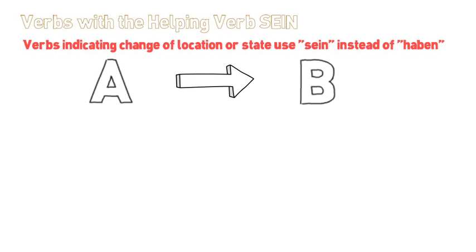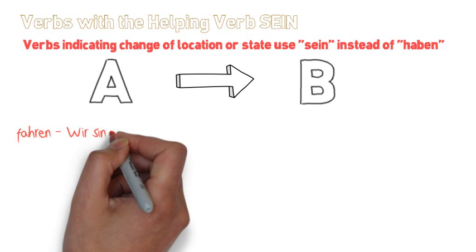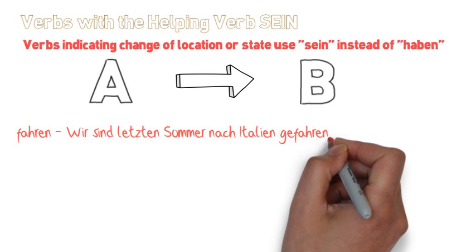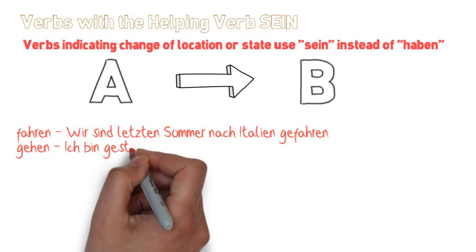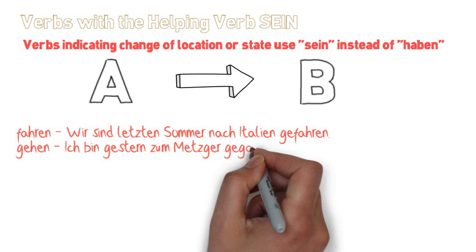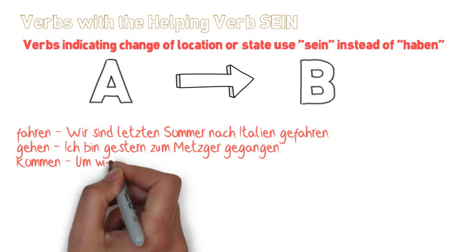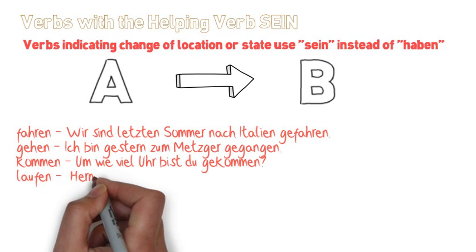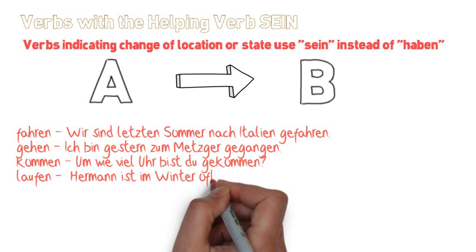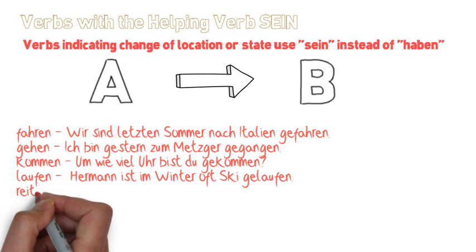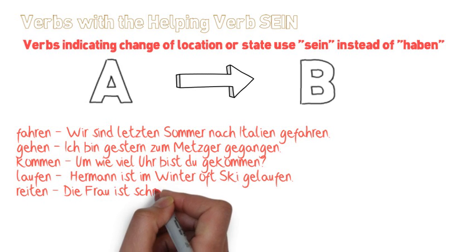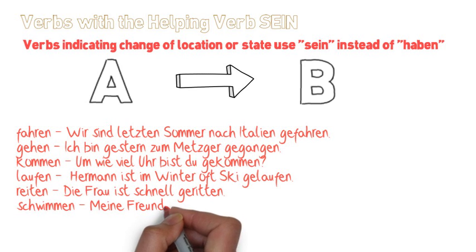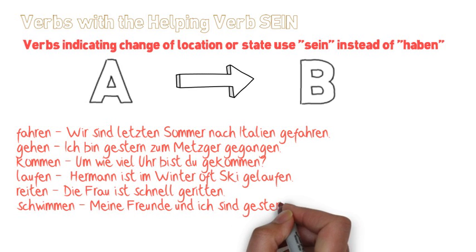Here are some of the verbs that will take sein that you've encountered so far. Fahren uses sein and becomes gefahren. Gehen also uses sein and becomes gegangen. Kommen uses sein and becomes gekommen. Laufen uses a form of sein as its helping verb and becomes gelaufen. Reiten uses sein and becomes geritten. Schwimmen uses sein and becomes geschwommen.